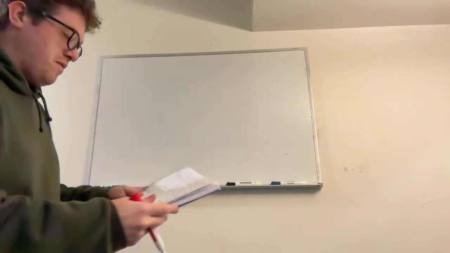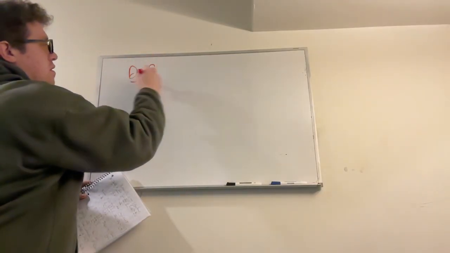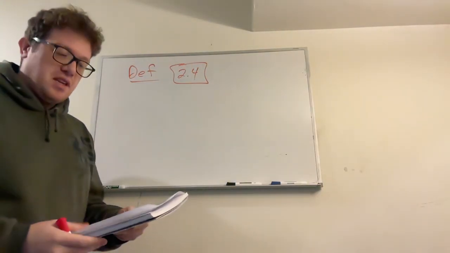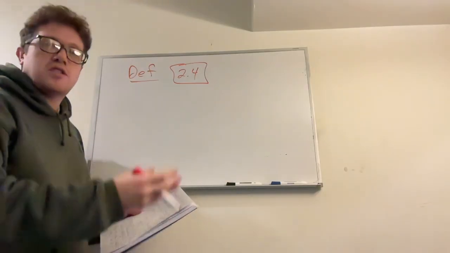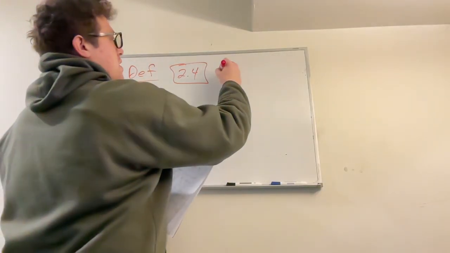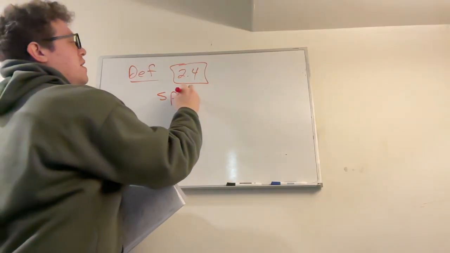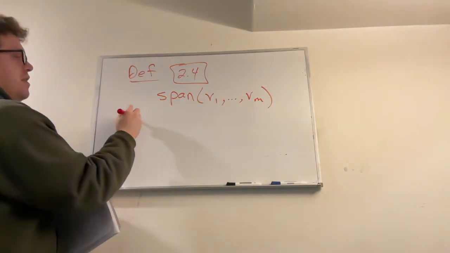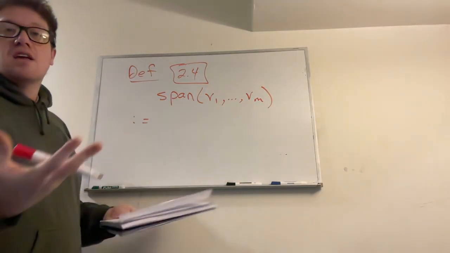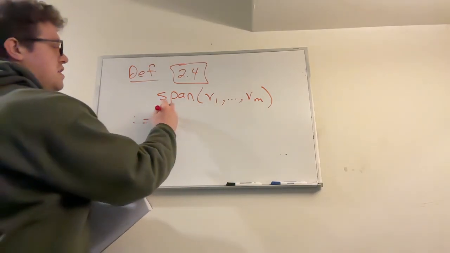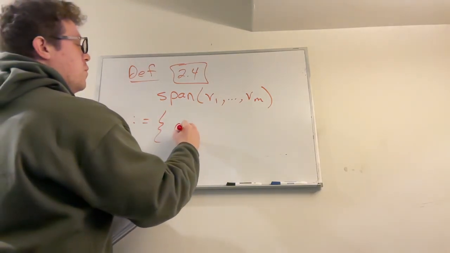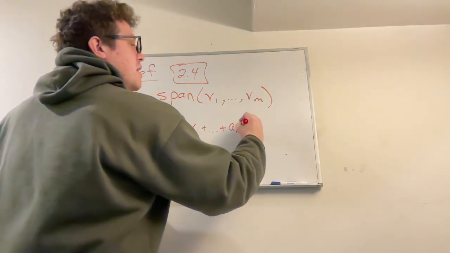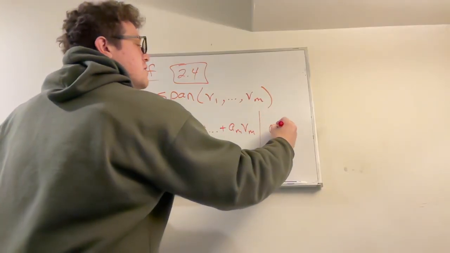Okay, so definition 2.4. Pretty easy once we had the previous definition. So the span of a list of vectors is just going to be all linear combinations of those vectors. So usually I'll write this as span v1 through vm. And this is just defined to be, we could just say in English, it's all linear combinations of vectors, or we could just say it's the set of all a1 v1 plus a2 v2 plus through am vm, where the a_i's are in the field.